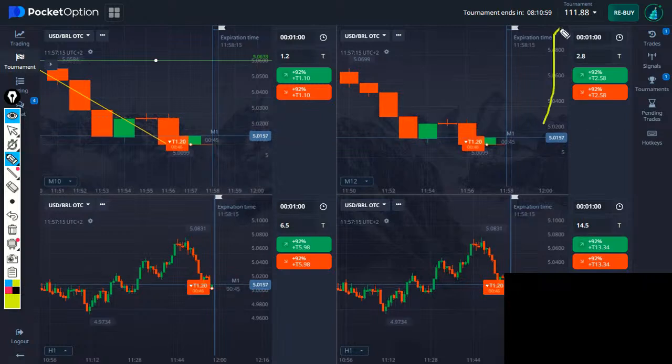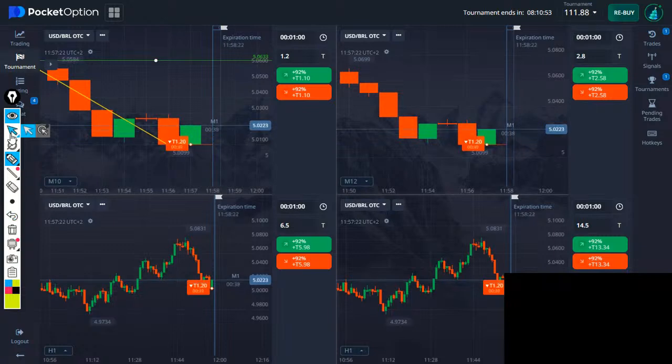So we are already 12% up. Let's see this one.